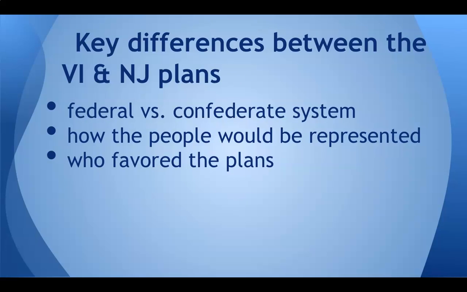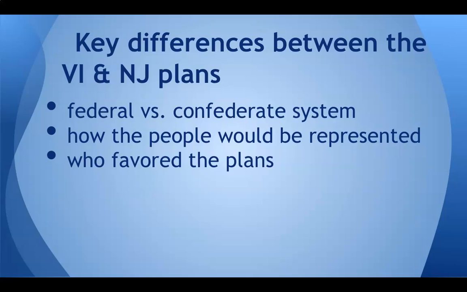At the Constitutional Convention, there were two key plans that came up in the debate, the Virginia plan and the New Jersey plan. Fundamentally, the issue is a federal versus a Confederate system. The Virginia plan was putting forth a federal plan that had more power given to the national government, whereas the New Jersey plan was sort of tweaking the Articles of Confederation and was leaning a little bit more towards a Confederate system.